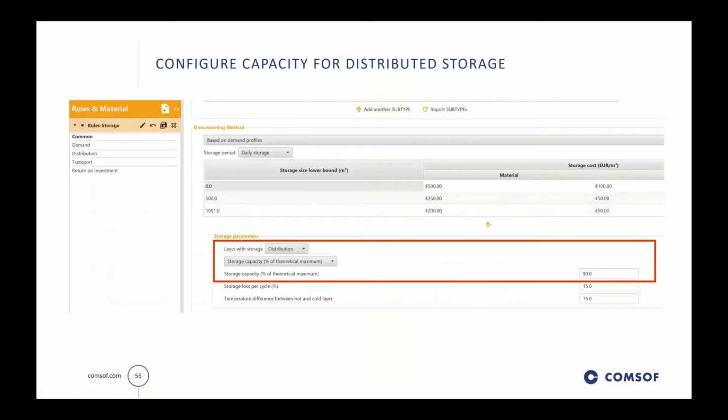For distributed storage, it is similar. We enter here that the layer with storage is distribution. You can only have storage on distribution or on transport, so you have to choose where you're going to put it, on either of these. Here we say that we're going to use 90% of the theoretical maximum, so more than the 20% before.